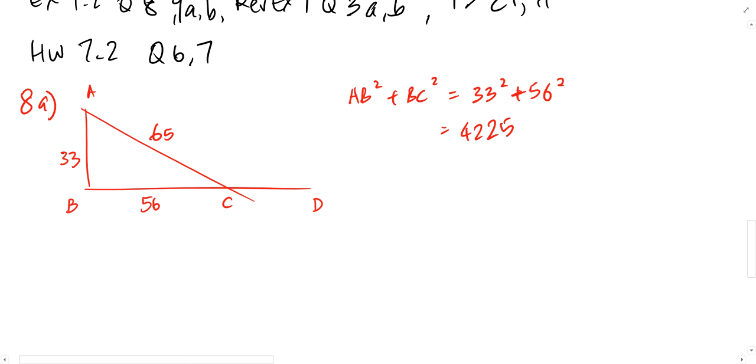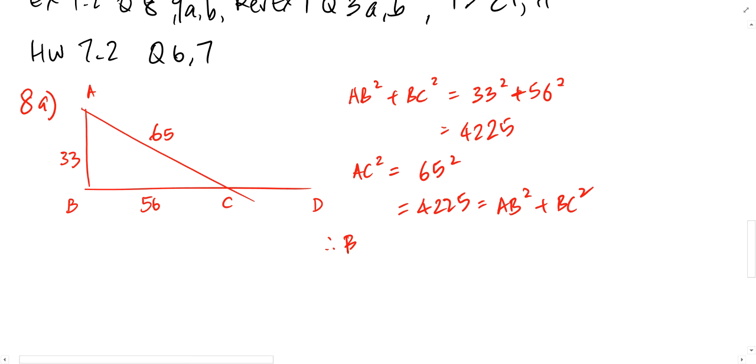AC square equals 65 square. Okay, and how much is that? 4,225. Okay, wait, not yet. You write AC square equals AB square plus BC square. Now we have already proven that AB square plus BC square is AC square. Therefore, angle ABC is what?